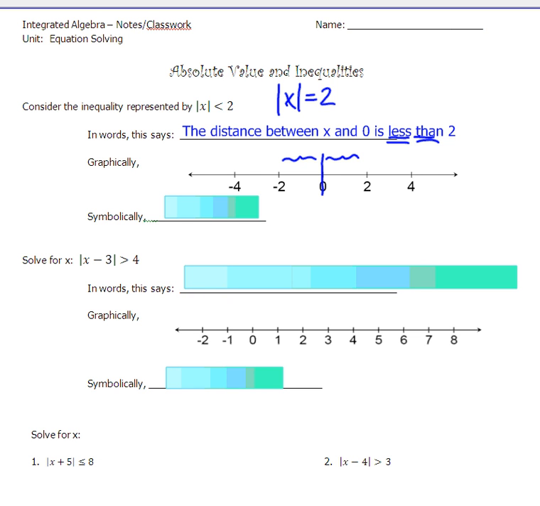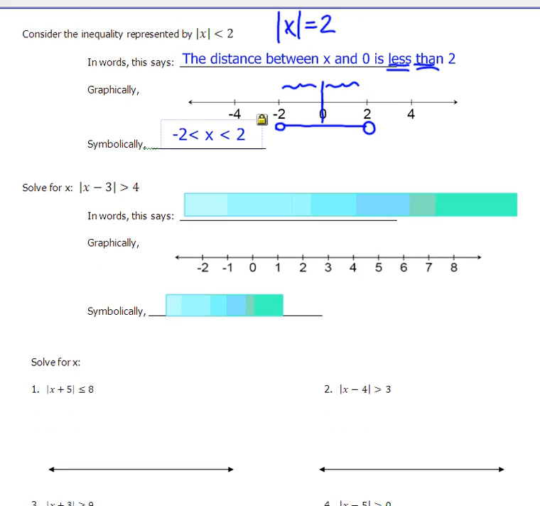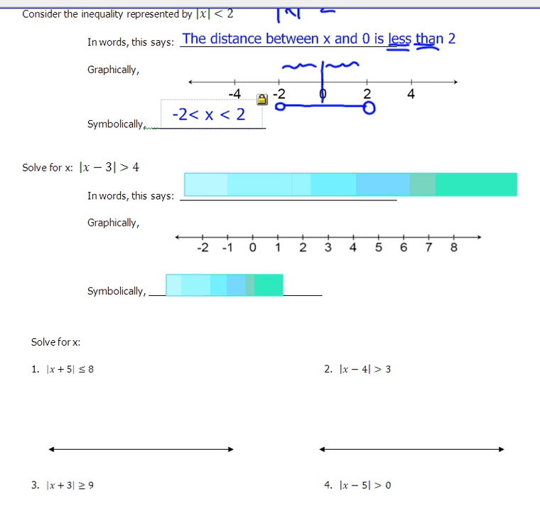So as a graph, I'm going to put my circles down here this time. It's going to look like that. I can't include -2 or 2, but anything in between keeps the distance under 2. Symbolically, x is between -2 and 2, exclusive, if we go back to our set terminology.